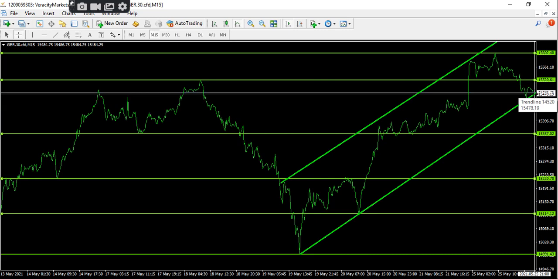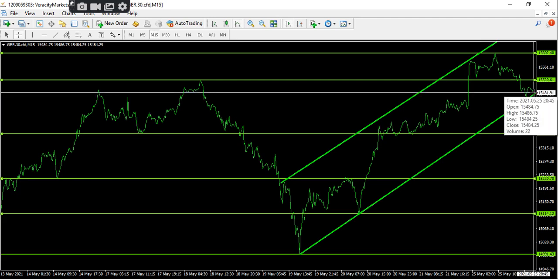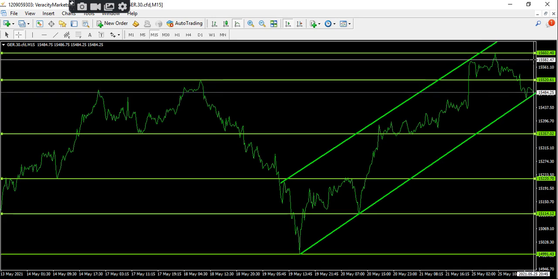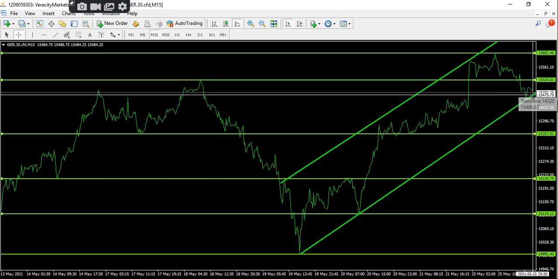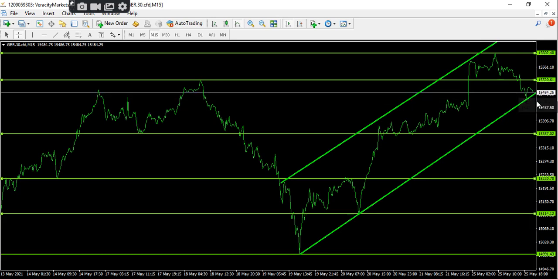So as for me, trading German daily like this, what I'm going to do is wait for it to break this trend line, or wait to see if it respects this trend line here and goes all the way up. So guys, you can see, let's say it crosses this trend line and it goes down.